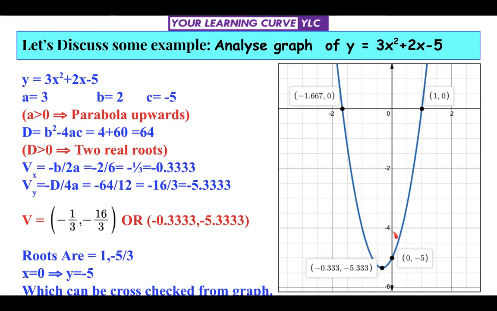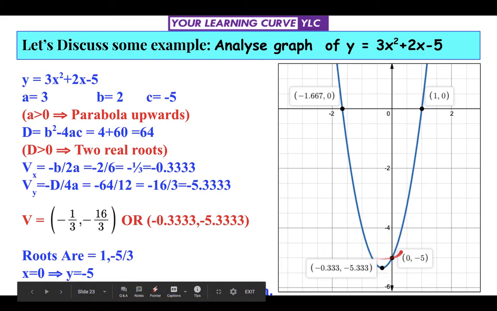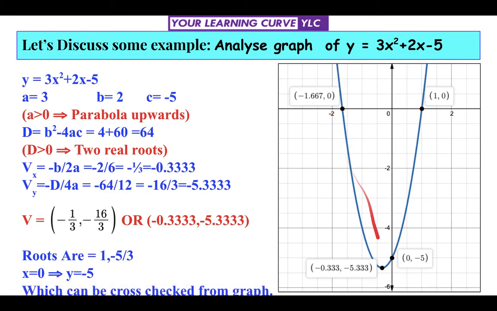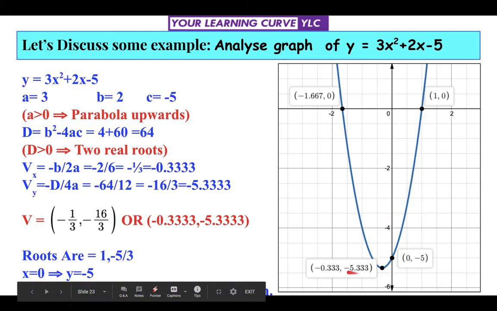To get the position where the graph cuts the y-axis, we put x is equal to 0. We put x equal to 0 in this, we get y is equal to minus 5. So finally, we have positioned the graph of this quadratic as a parabola opening upwards, vertex at minus 1 by 3 comma minus 16 by 3. Points where it cuts the x-axis are 1 comma 0 and minus 5 by 3 comma 0, and the point where it cuts the y-axis is 0 comma minus 5.